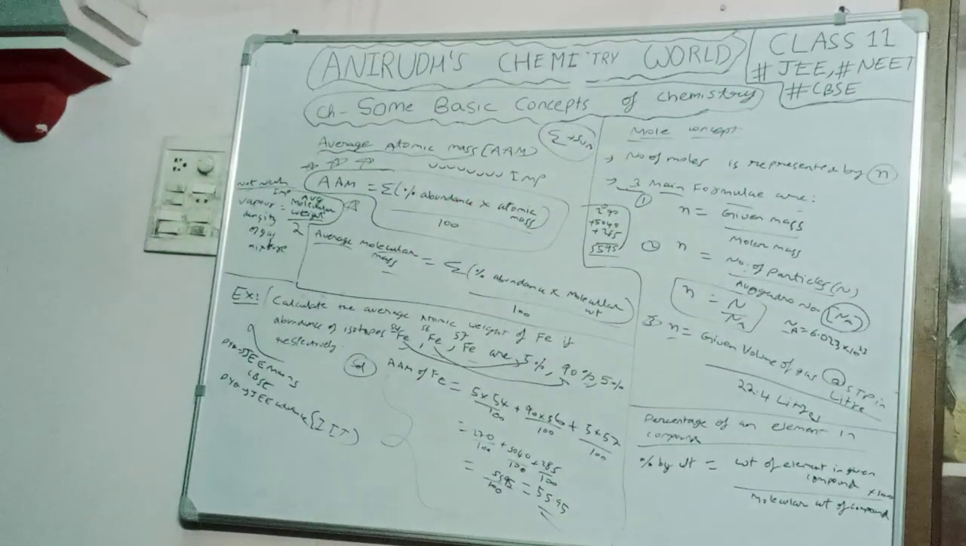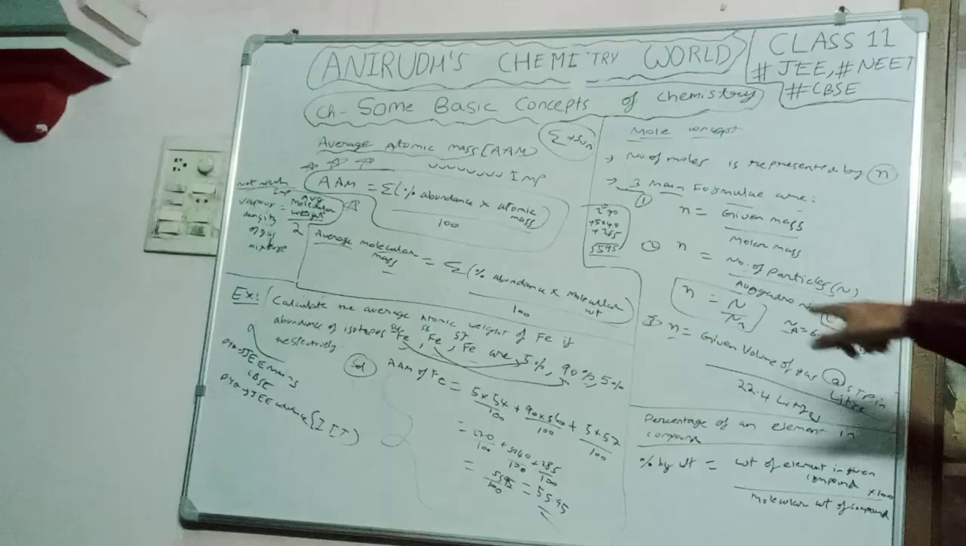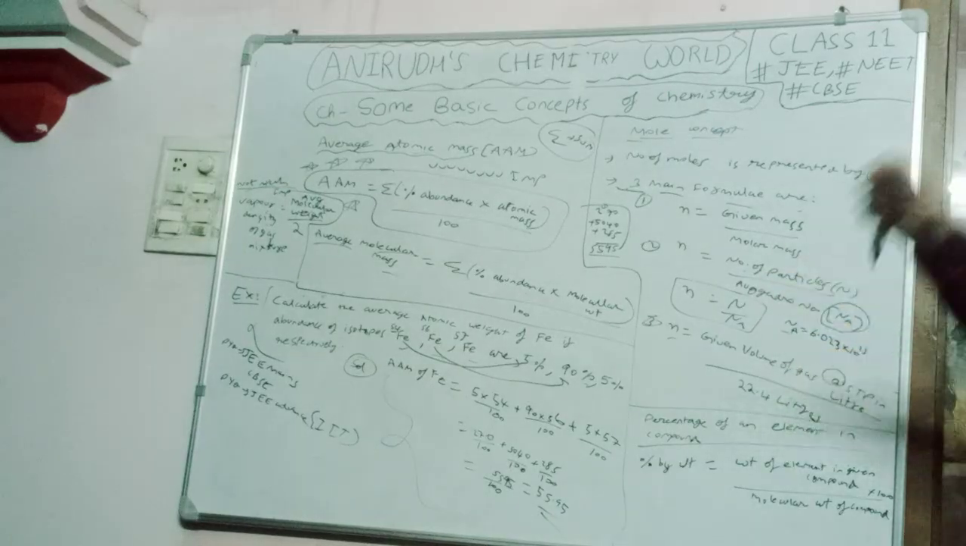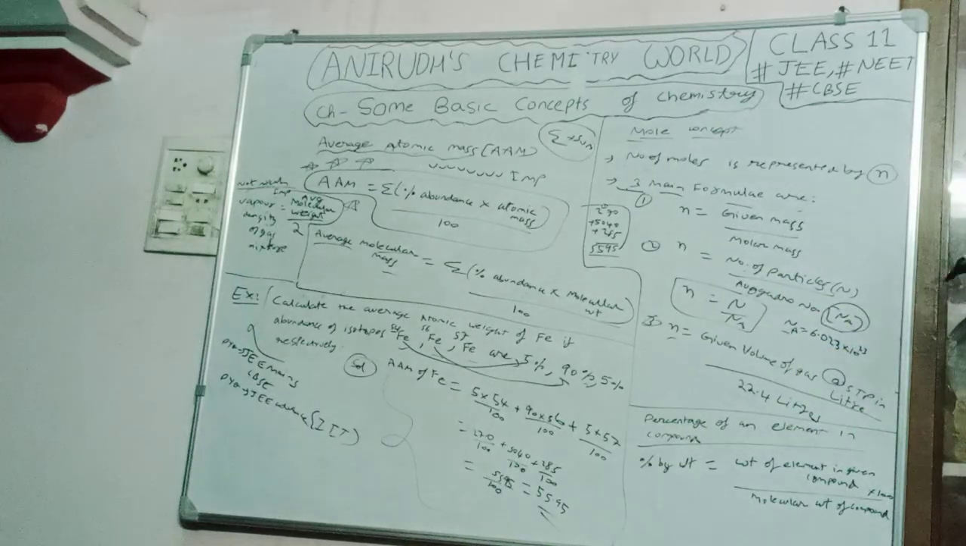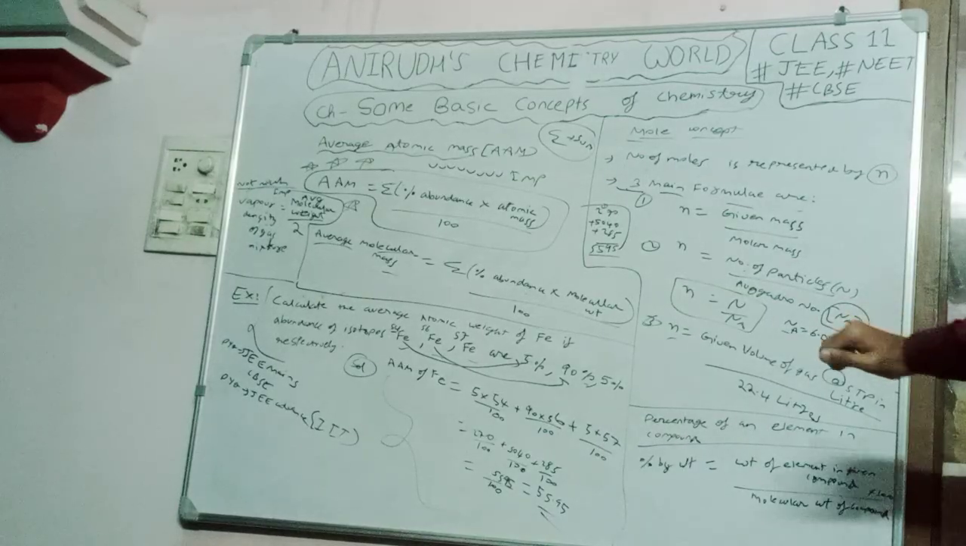The point is that number of moles, third formula, is very important. You will be frequently using it. You should do it in your mind. Number of moles is equal to given volume of the gas at STP by 22.4 liters.